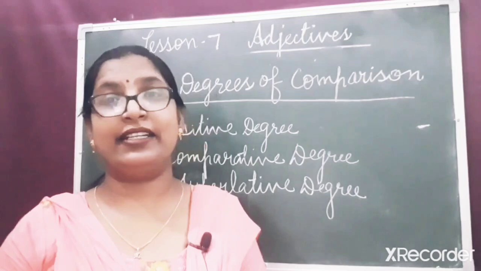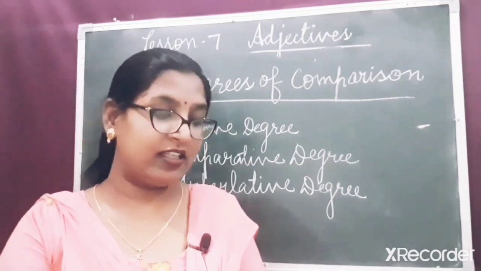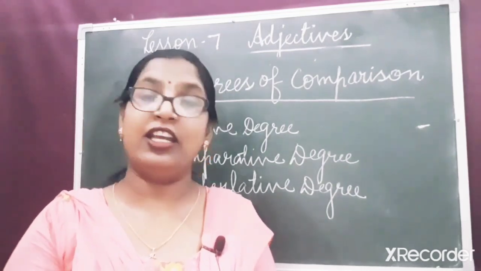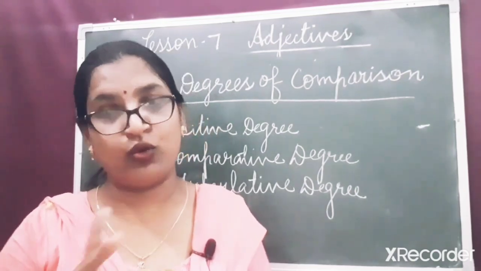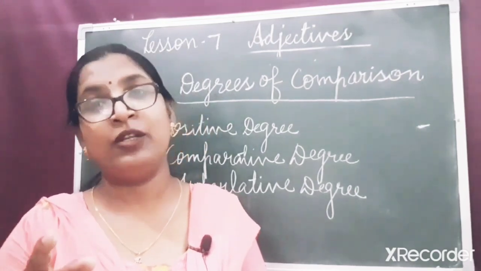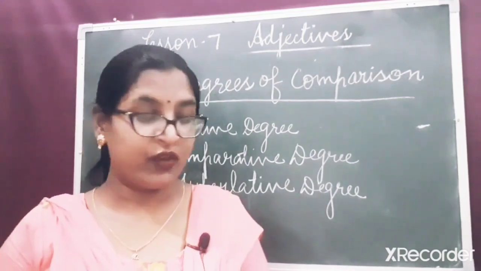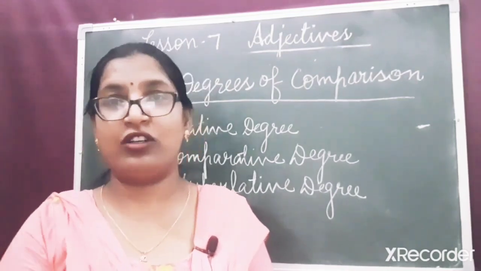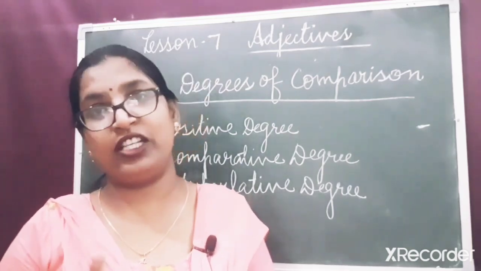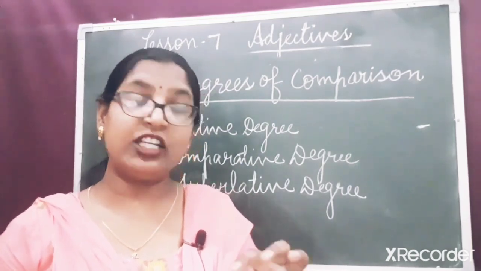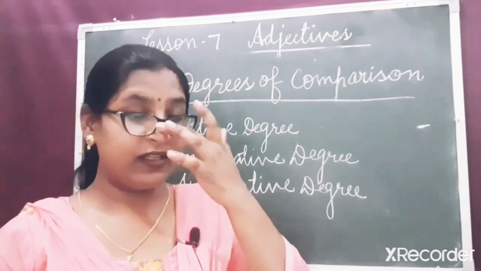Good, better, best. Good is the positive degree. Better is the comparative degree, making comparison between two nouns. Best, one is being compared with many. So good, better, best. We do not say good, gooder, goodest. That is wrong. We do not add any suffix with these kind of words. We need to memorize these kind of words.